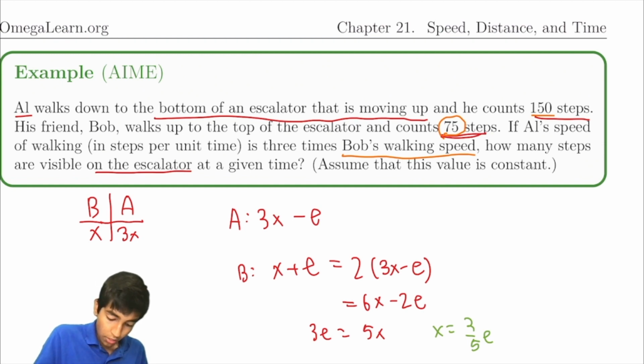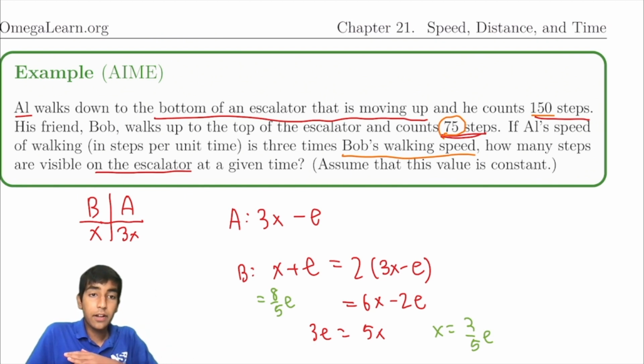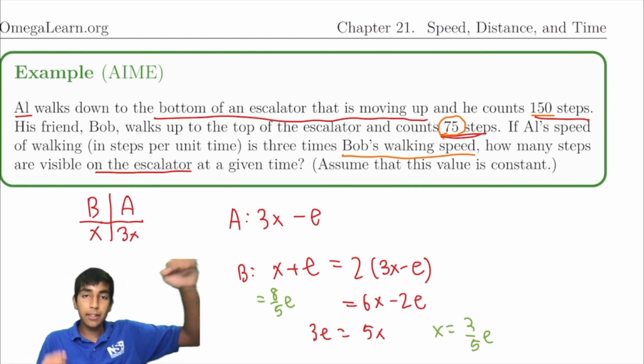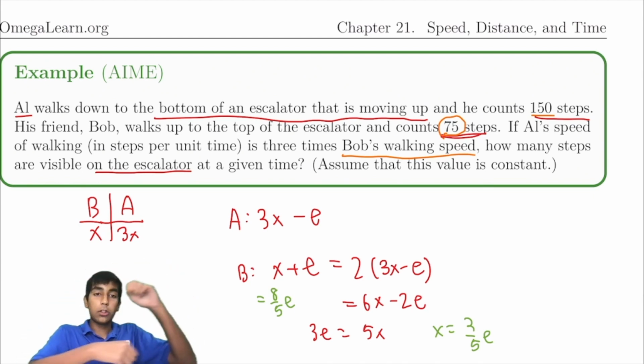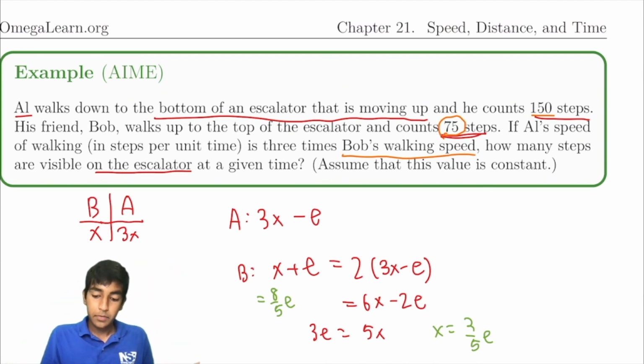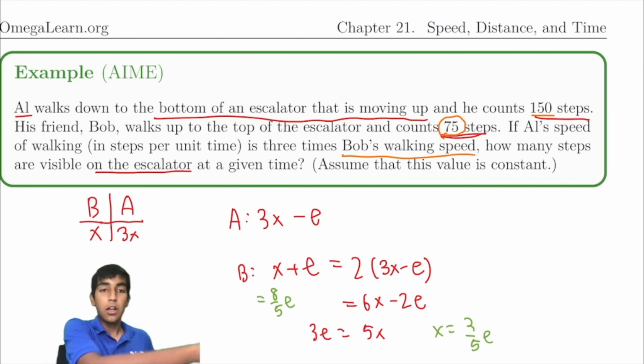So that means now that Bob has an equivalent speed of 8/5 e, but he gets counted 75 steps. So what about nobody walking? It's just the escalator moving up. That's what it means by how many steps visible at a given time. How many steps are showing is proportional to the amount of time the escalator will take just going on its own. Because it's just going to have its own speed and that's it.